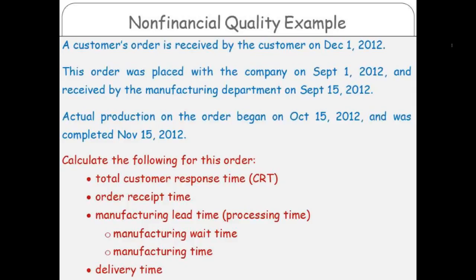Which of these times would not be value added at all? This one is definitely not value added. Order time, there may be some value added and some non-value added time in there. And certainly delivery time, there'll be some value added, potentially some non-value added. And in here, some. But wait time is non-value added.